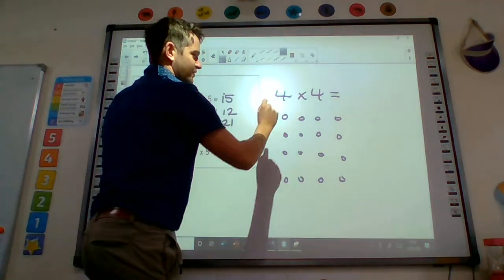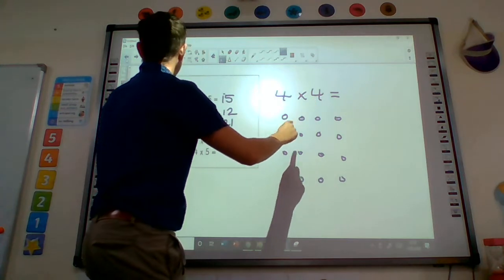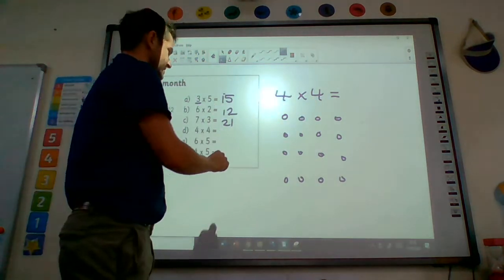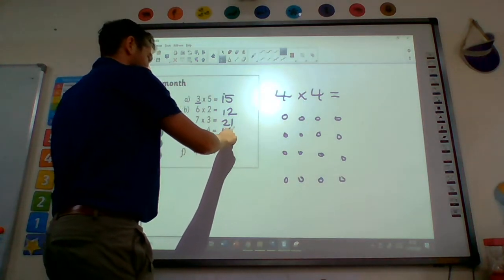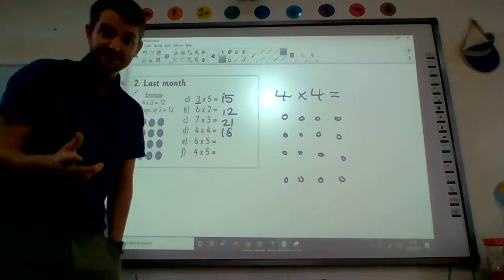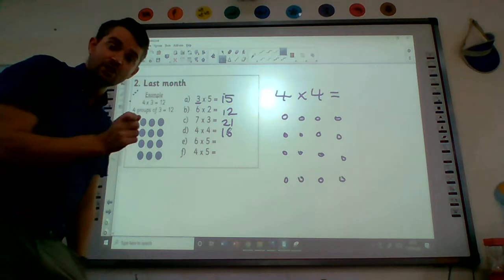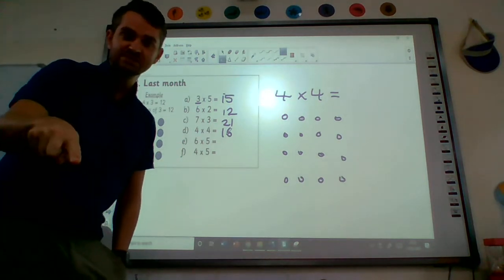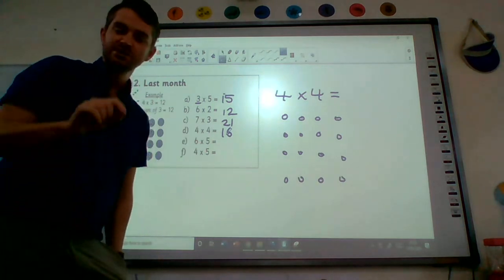1, 2, 3, 4, 5, 6, 7, 8, 9, 10, 11, 12, 13, 14, 15, 16. Our answer for D is 16. Okay, the next two is counting in 5s. I want you to have a go at both of these now. So E and F, you can pause the video and then I'll show both. Do that now.